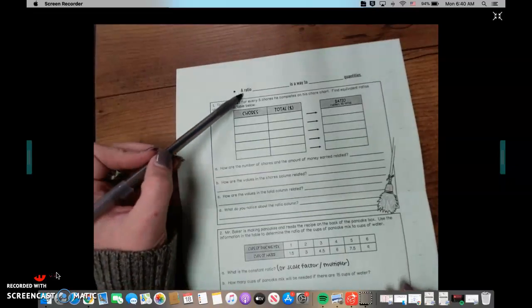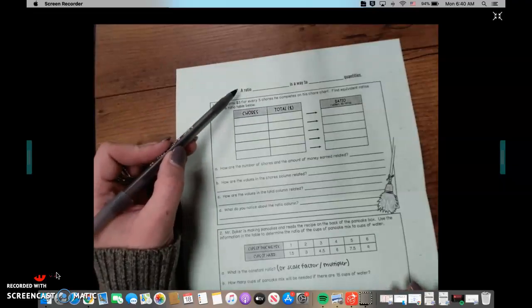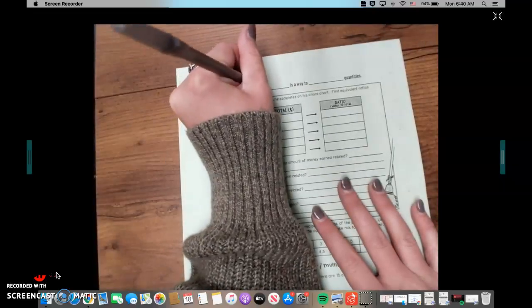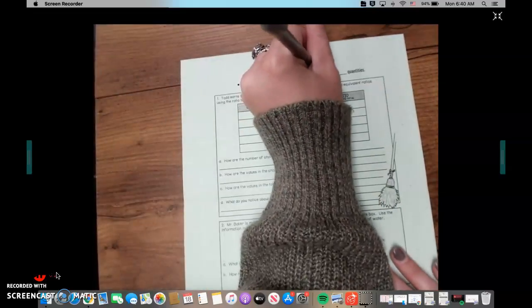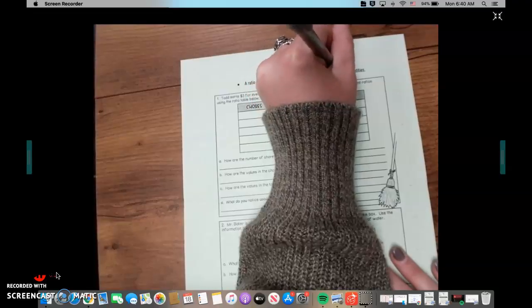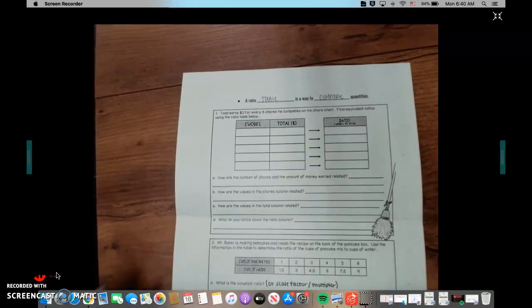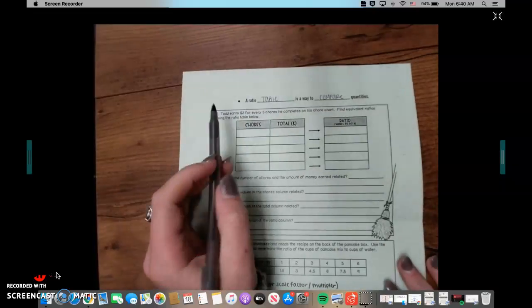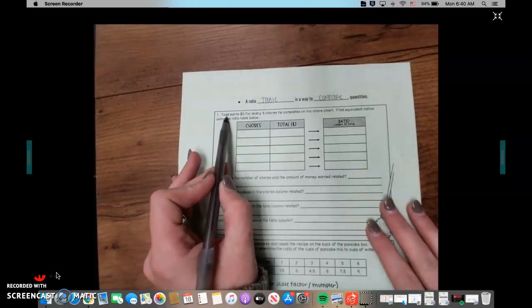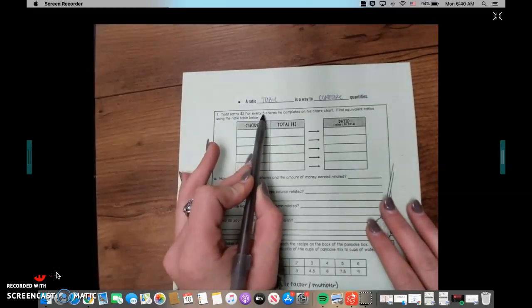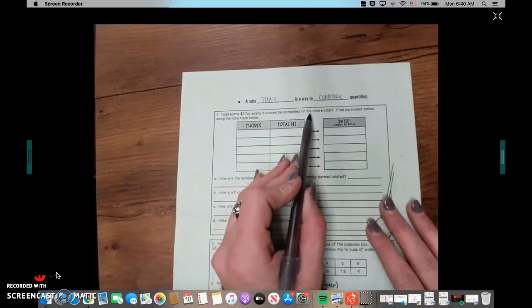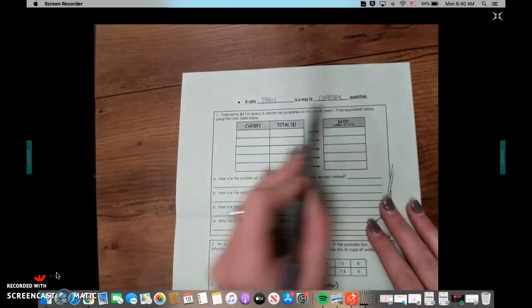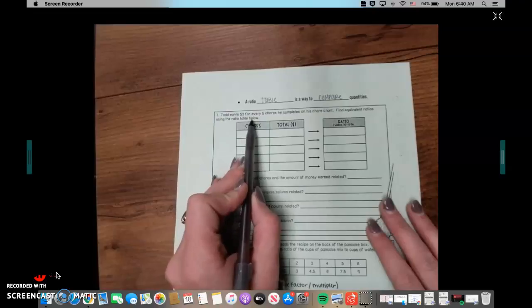At the very top, it has some vocab there for you. So a ratio table is a way to compare quantities. Okay, so a ratio table is a way to compare quantities. In your ratio table, it's always going to be equivalent ratios. Number one, let's start with the first example. Todd earns $3 for every 5 chores he completes on his chore chart. Find equivalent ratios using the ratio table below.